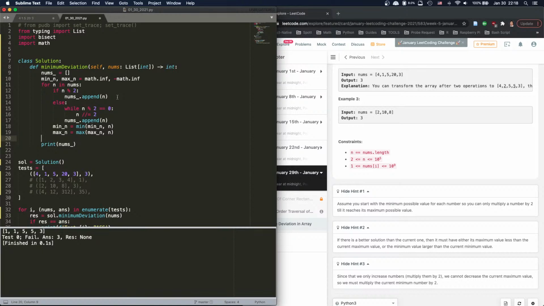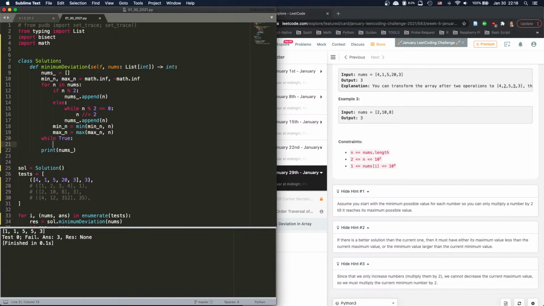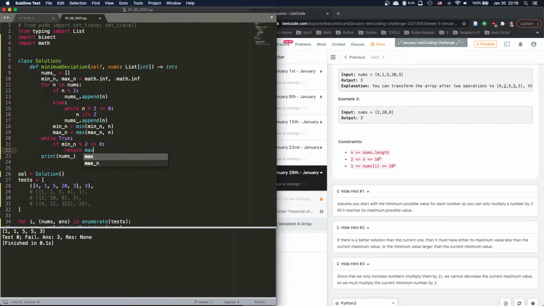So we have the mean value, and so we're going to say well true, right? And we're going to try and multiply the current mean value by 2. This mean and is, then we just return max n minus min n.